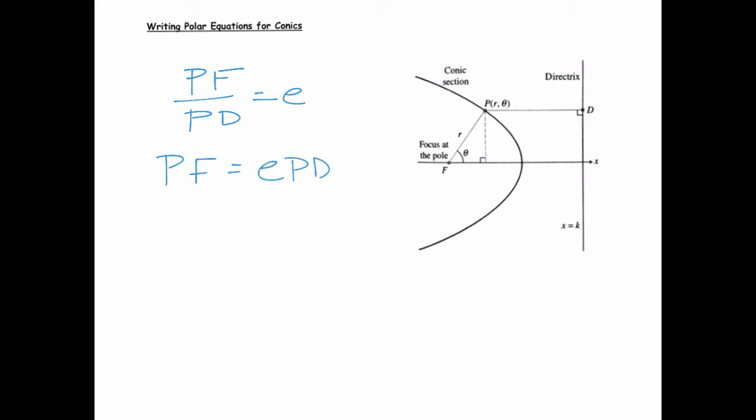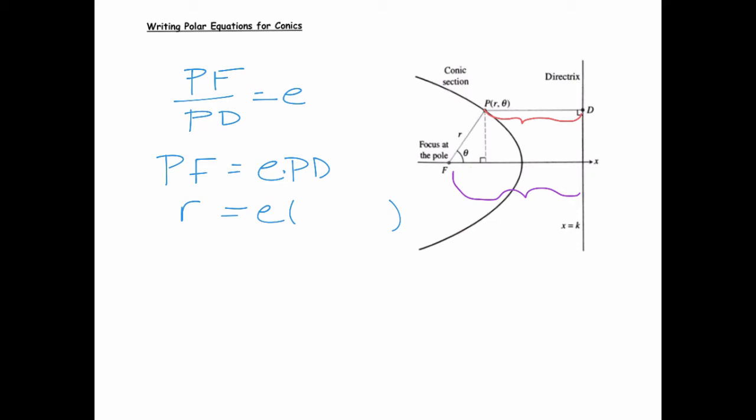And then let's just come up with some expressions for PF and for PD. So PF is easy, that's just r. That's just the distance from the pole to that point. And PD we can find by doing a little bit of work. So PD is this distance here in red, right? So how can we find that distance? Well, notice that the distance here in purple from the pole to that line is just k, because that's the line x equals k. So that distance is definitely k.